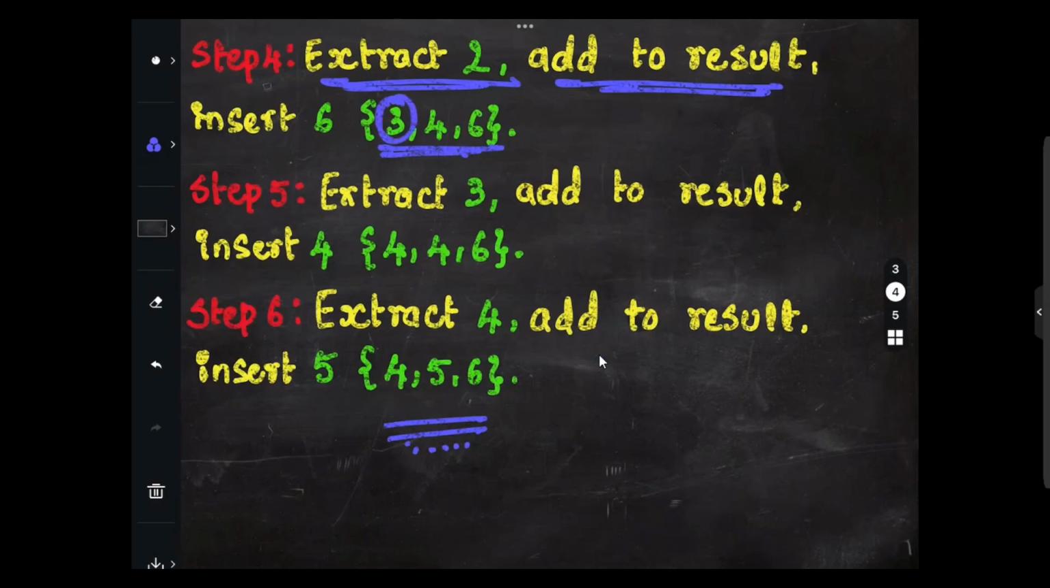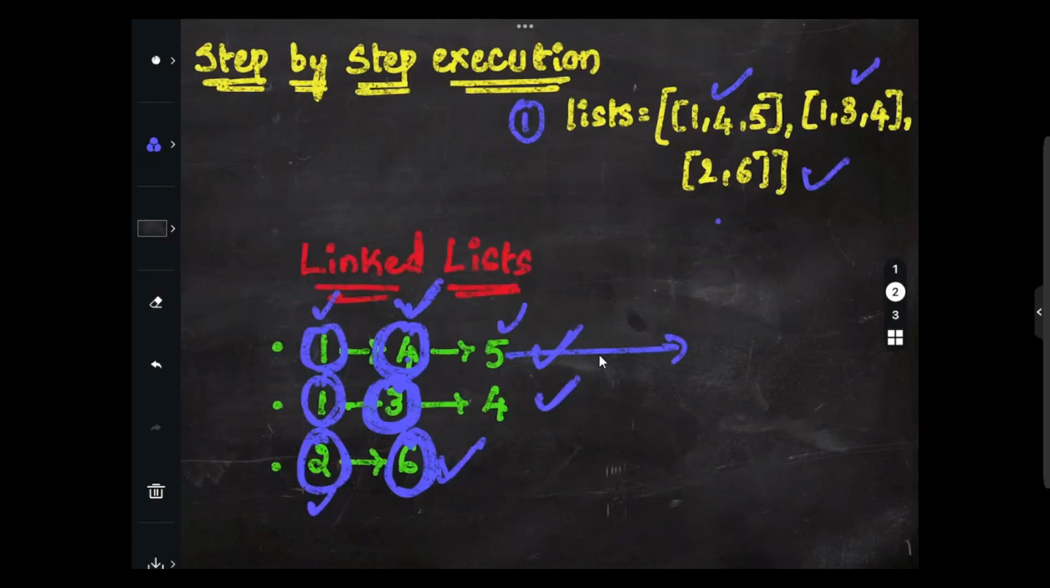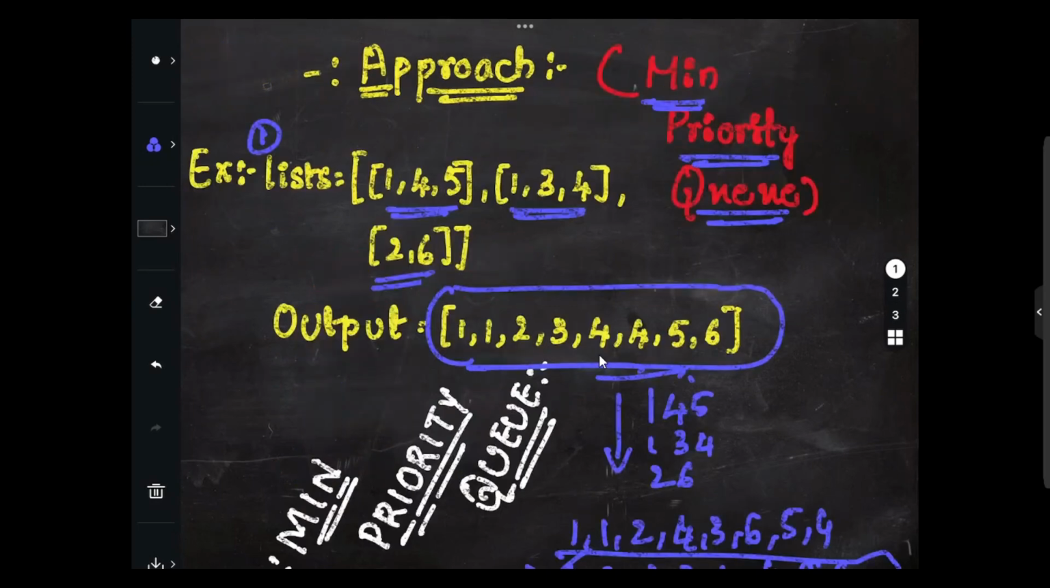Among these, what will we do? We will extract 3, as 3 is the minimum. We have to extract the minimum number. We will extract 3 and add that to the result, and we will insert the next element. The next element here is this one, 4. We will insert the next element, nothing but 4 in this case.